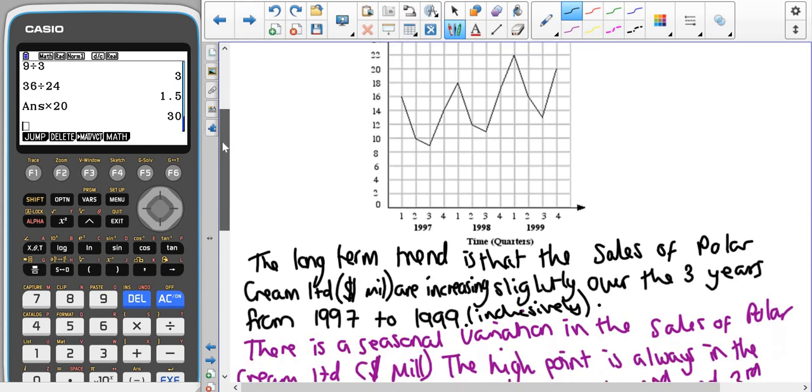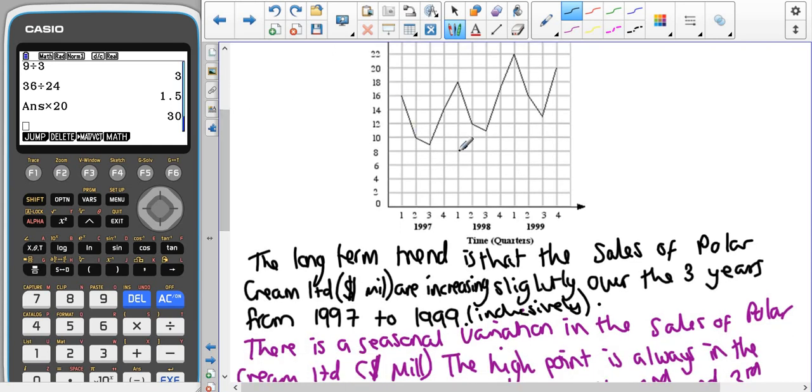However, don't make any inference unless you're asked to do so. Don't say the high point is in summer and the low point is in winter. Say what's on the graph. Don't make an inference from it. Just read off from the graph. First quarter's the high point, third quarter's the low point. Don't try and interpret it at the same time, because that's going to end up losing your marks in the exam.